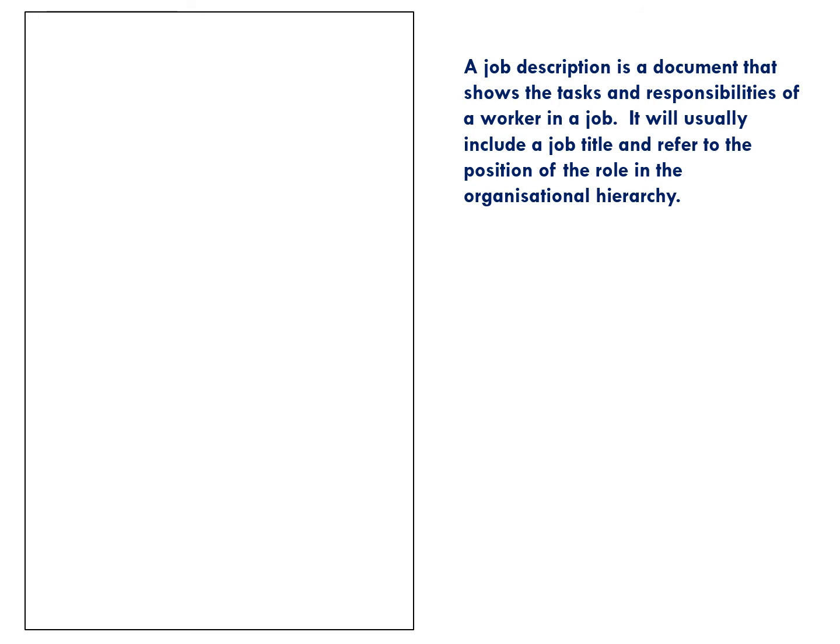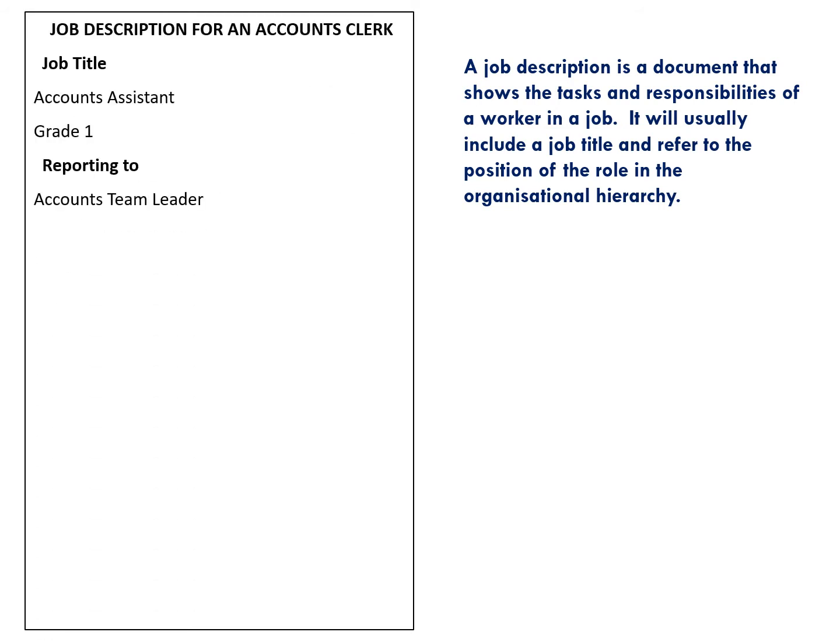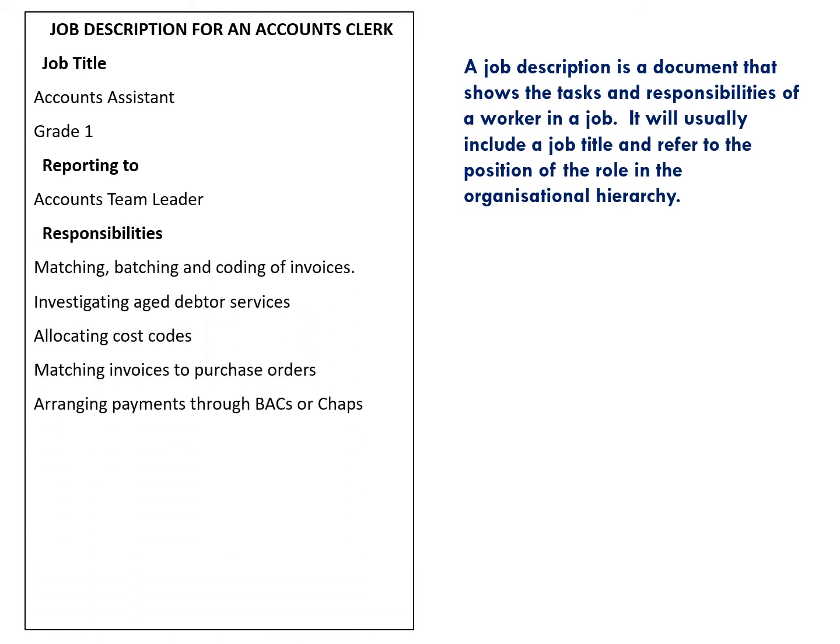So the first stage there, once we've analysed the job and thought about what this job involved, is to create what's known as a job description. That's a document that shows the tasks and responsibilities of a worker in a job. Normally it includes a job title and refers to the position of the role in the organisational hierarchy. So for example, on the left-hand side, here is a job description. This is the job description for an accounts clerk. So the job title, accounts assistant, grade 1, and they're reporting to the accounts team leader. What do they do? Well, these are their responsibilities: dealing with invoices, allocating cost codes, arranging payments.